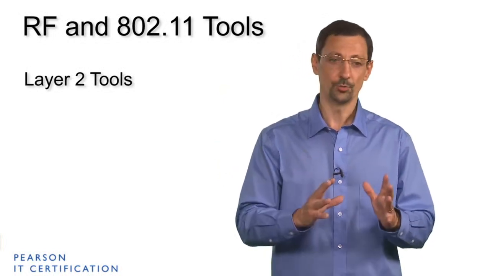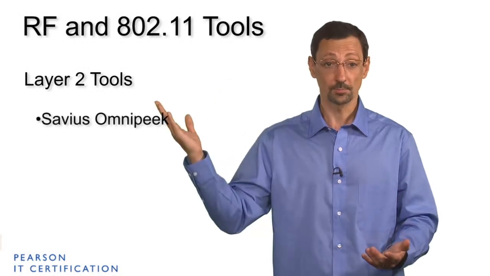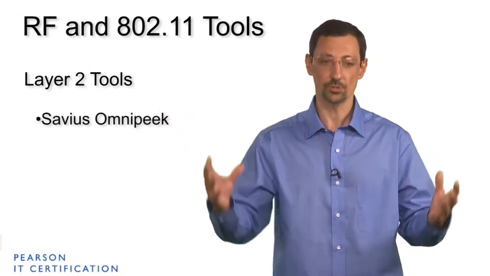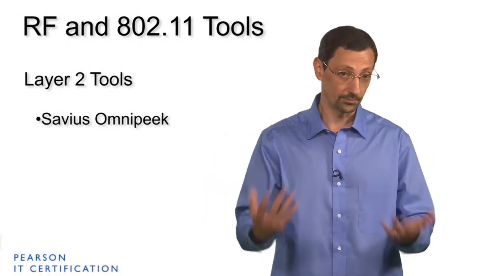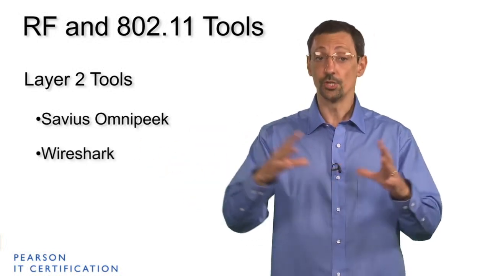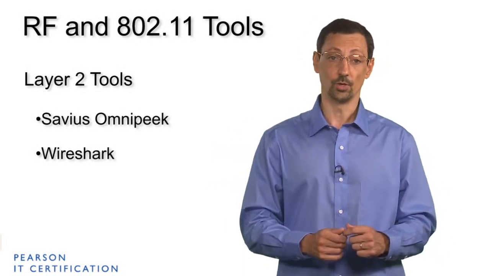The 2 major brands that you may need to be aware of, of course, are Savvius OmniPeak, and this is a very professional tool that allows you to see an enormous amount of things about what's going on in your network. And the second one, because it's very famous and also because it's free, is Wireshark. So this is a generic tool that allows you to capture many things, including 802.11.